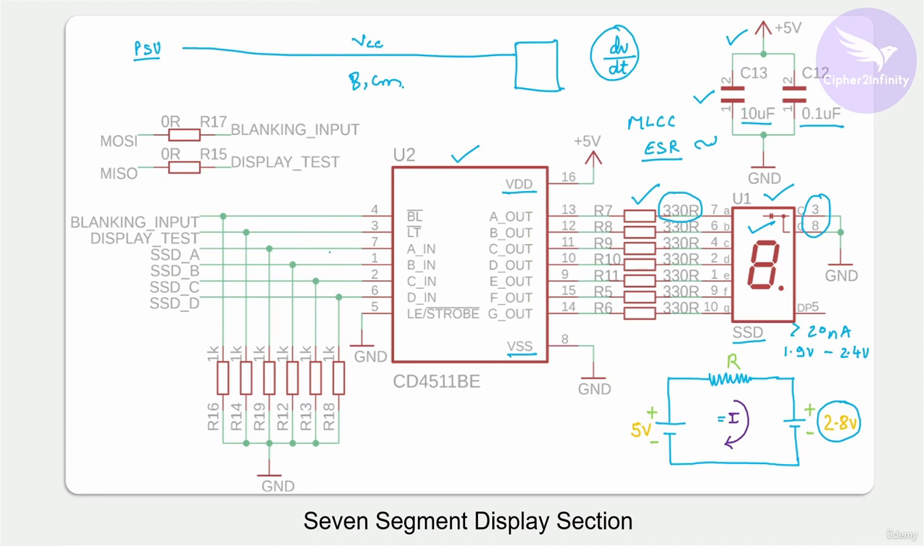Now these pins will be connected to the microcontroller, as we are driving this BCD to 7 segment display driver IC with the help of a microcontroller. So these ABCD pins will be connected to the microcontroller. And again we are controlling this pin, which is blanking input, and lamp test with the help of the microcontroller. So we need to connect these two pins to the appropriate pins of the microcontroller.